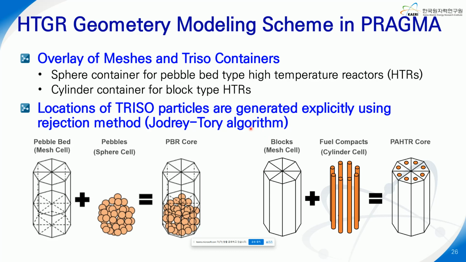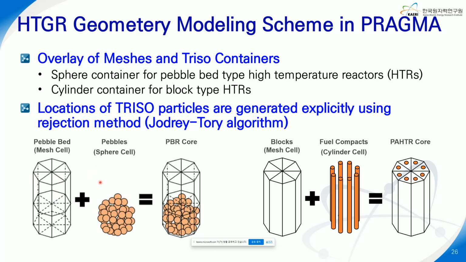In order to handle special structure of the pebble type and the block type gas-cooled reactors, sphere and cylinder objects were specially added as tracer container. The core geometry is then described by an overlay of the finite element mesh structure and the two tracer containers.